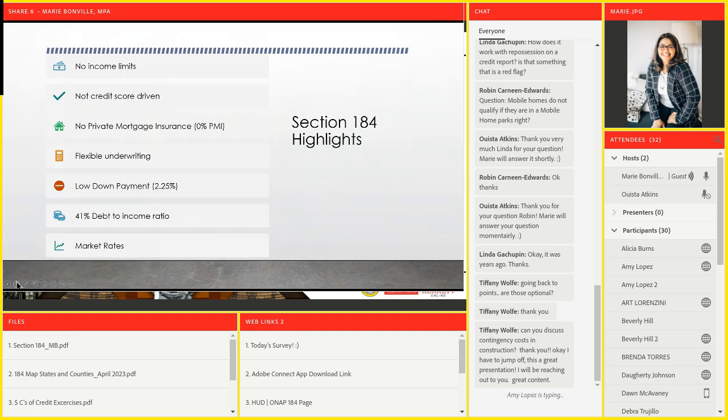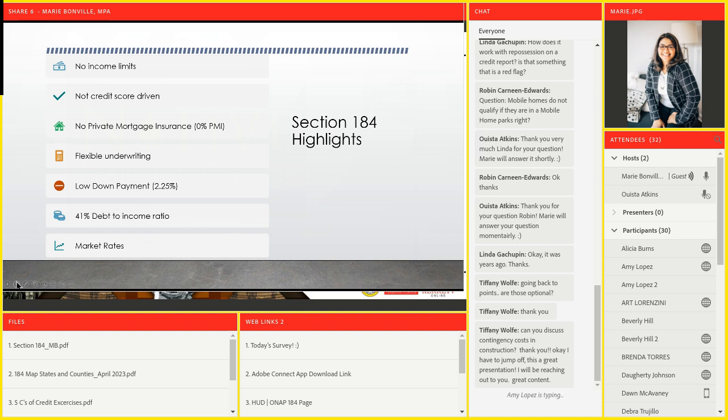Highlights. So the big driver is that there's no income limits. We're talking about our working professionals, our essential workers, right? Our nurses, our doctors, our police officers, they need a place to stay too. And I know that when we're in the world of affordable housing, you don't always have options for them. It's not credit score driven. So they don't have to have a score that will affect their credit. It's the history, right? No private mortgage insurance. It's down to 0. I don't know how long that'll last.